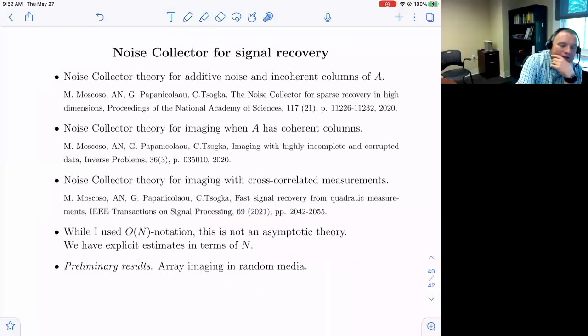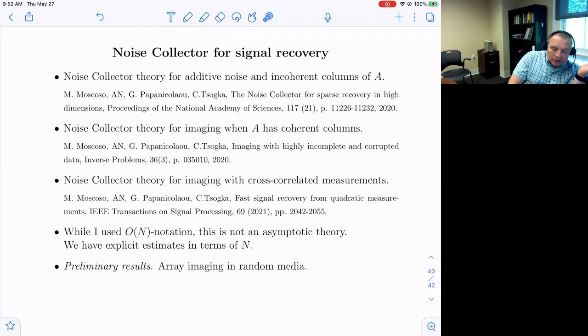Okay. I'll just summarize and show one picture. In summary, I talked about a plain vanilla noise collector, and I did two generalizations. One of them is what happens with coherent columns, and the other is what happens when we do cross-correlated measurements. It's based on three papers, all three in collaboration with Miguel Moscoso, George Papanikolaou, and Chrysoula Tsogka.